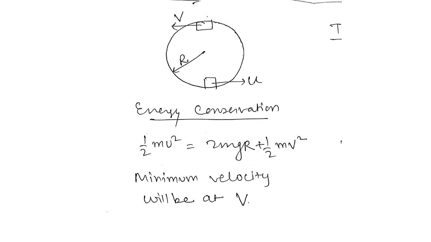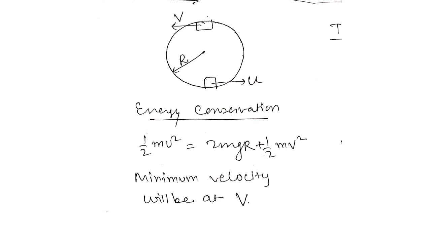So I have drawn a very simple diagram here, and it is given that the loop is vertical, and we have to find the minimum velocity with which a block can enter so as to make a complete revolution. First we will decide where the body should enter so that it takes minimum velocity to complete the loop.